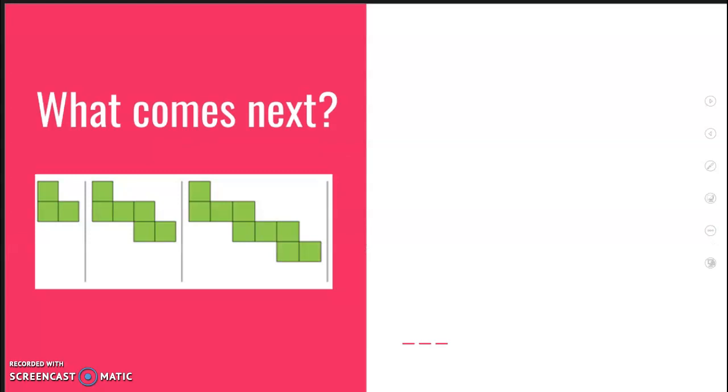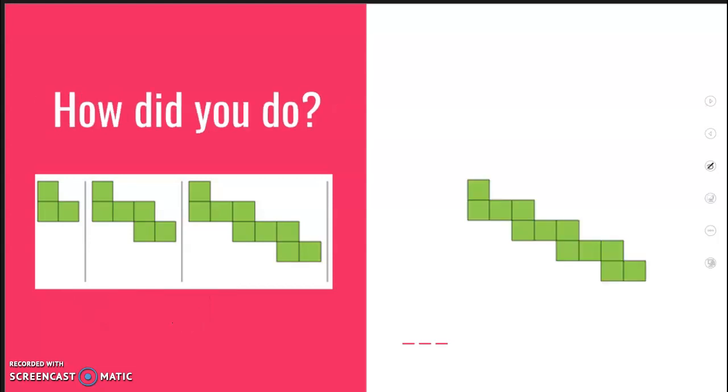Here we have a visual pattern. We have three different figures and something changes from one figure to the next. Let's see if you can take time to identify what pattern is occurring as we advance to the next figure. How'd you do? Hopefully you were able to notice that we were adding the same set of three blocks every single time we progress to a new figure.